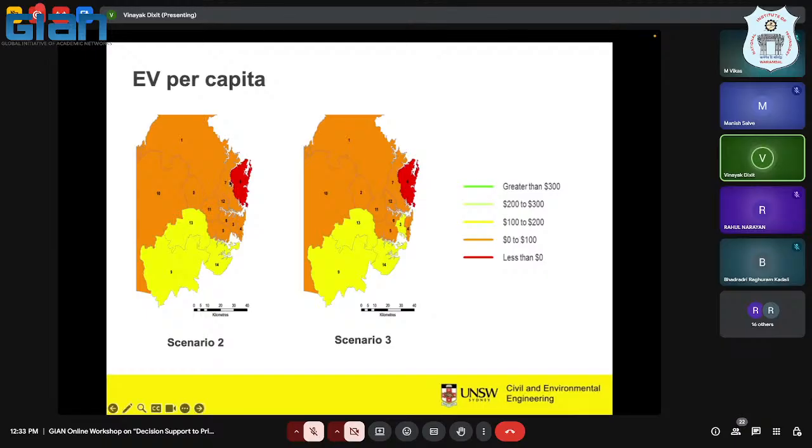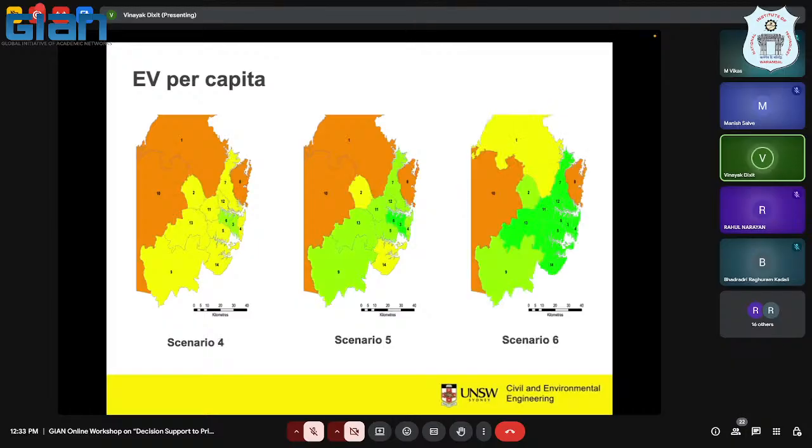But there are some regions which actually don't do so well. There's a reduction in value there, but it didn't matter because the people in this part of Sydney are quite wealthy. So from a fairness and equity standpoint, it was making sense.